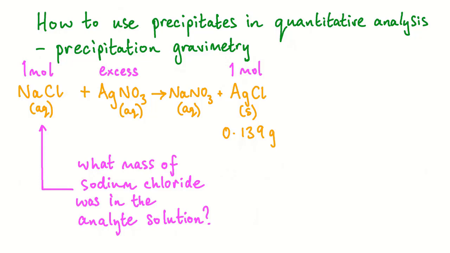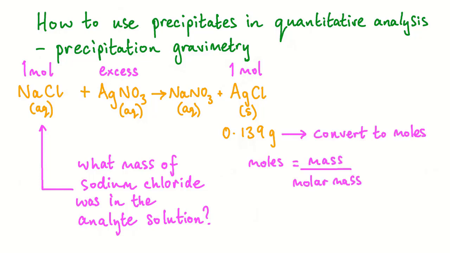From the balanced chemical equation, we can see that 1 mole of sodium chloride reacts with 1 mole of silver nitrate. Since the silver nitrate is in excess, all of the chloride ions are reacted. 1 mole of chloride ions therefore produces 1 mole of silver chloride as a solid precipitate. To convert the mass of silver chloride precipitated to the moles of silver chloride precipitated, we would take its mass and divide by the molar mass for silver chloride.